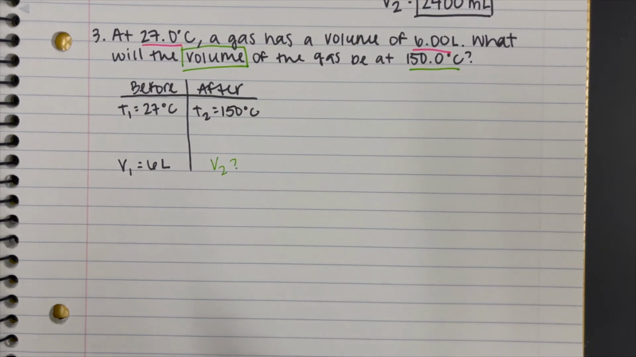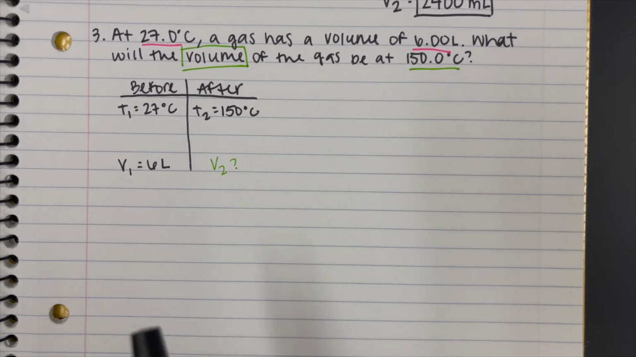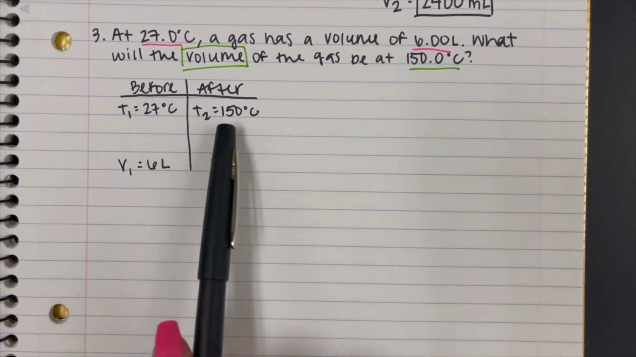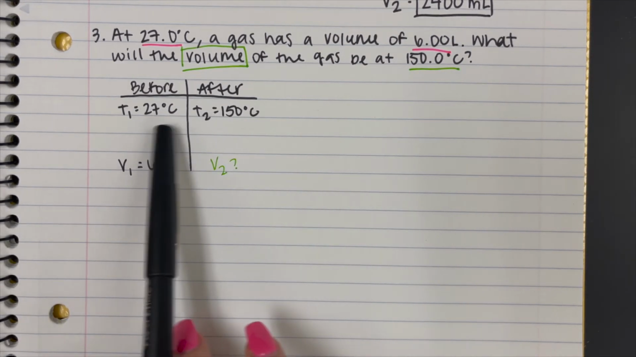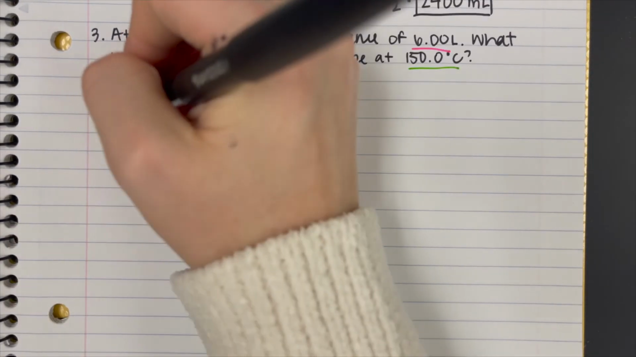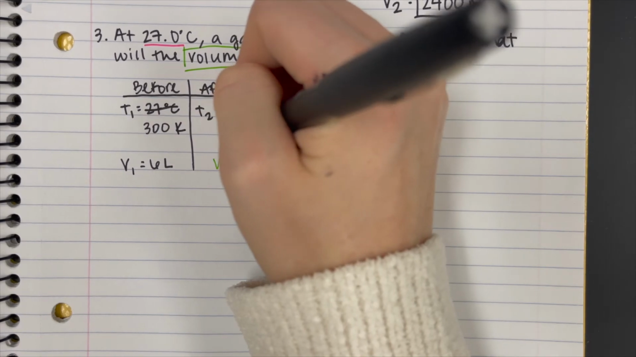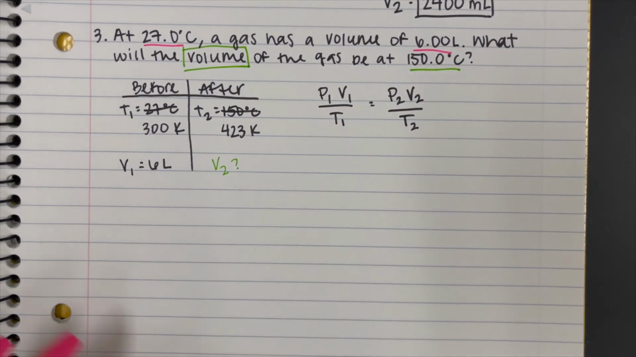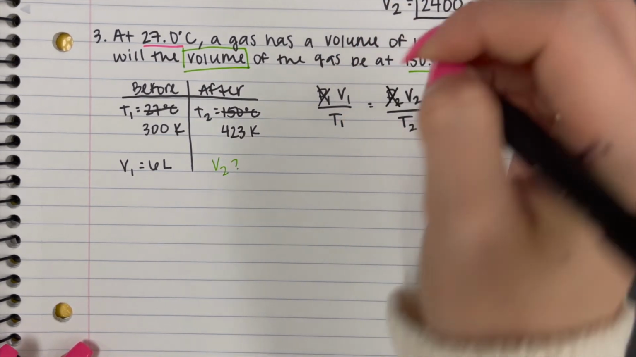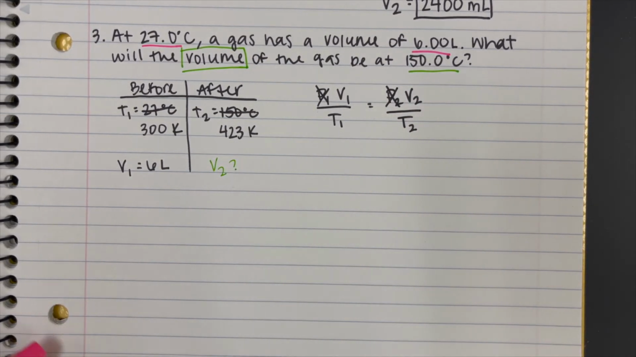So all of my units match. So it looks like I'm ready to get started with my equation. However, if you remember, temperature always has to be in Kelvin. So I am going to immediately convert these Celsius temperatures into Kelvin. So 27 plus 273 gives us 300 Kelvin, and 423 Kelvin. Now I'm ready to plug that into my equation. Do I know anything about my pressure? No, so I'm going to cross those out, and that leaves me with V1 over T1 equals V2 over T2. I'm going to plug that in.